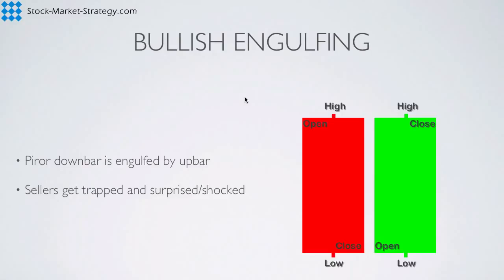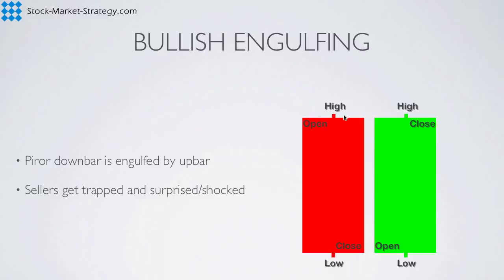The other pattern is the engulfing pattern, and in this case the bullish engulfing. Price opens up here, moves down and closes at the low. That means all the sellers are now making money. But what happens on the next bar? We open and then rally, which means all the sellers on this bar are underwater, and that's a bullish engulfing. It's a very powerful reversal signal, and what you should really think about is that sellers get trapped and surprised, shocked.